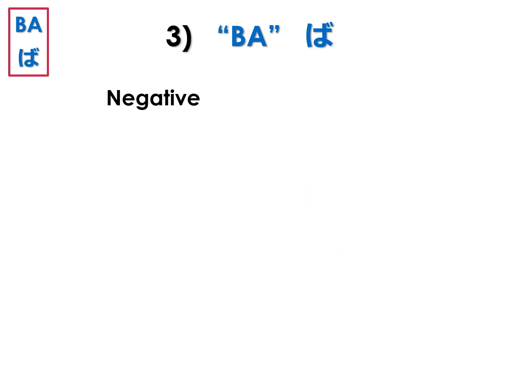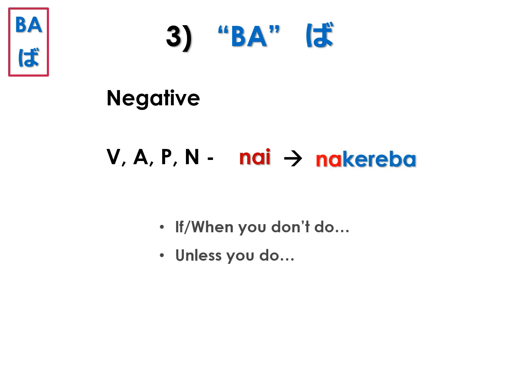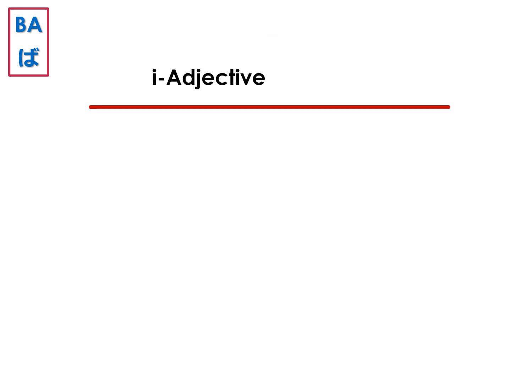And to form the negative conditional, and this rule applies to verbs, adjectives, pronouns, and nouns, the nai form simply changes to nakereba. Nakereba means if or when you do not do, and in some cases it can also mean unless you do. Let's look at examples for each part of speech.